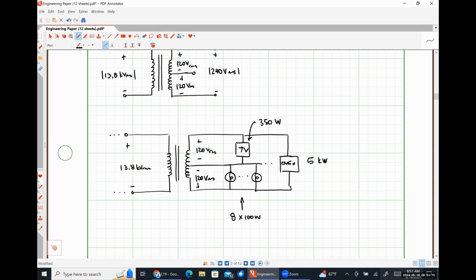What I want us to figure out is the magnitude of the current that's flowing in the transformer. So how much current effectively am I drawing from the electric utility's perspective of things? So anybody have any thoughts on how we might approach a problem like this?